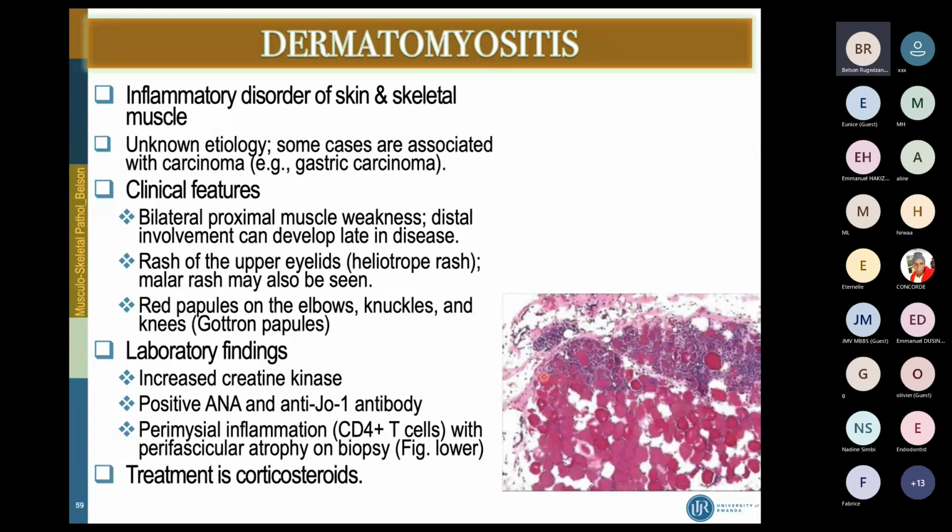Laboratory findings, they have increased creatine kinase. This is an enzyme we test in the bloodstream. Positive, this is anti-nuclear antigen and the anti-Jo1 antibody. Perimysial inflammation, characterized by CD4 cells, which just infiltrate the muscles with perivascular atrophy on biopsy. So the figure is shown here.